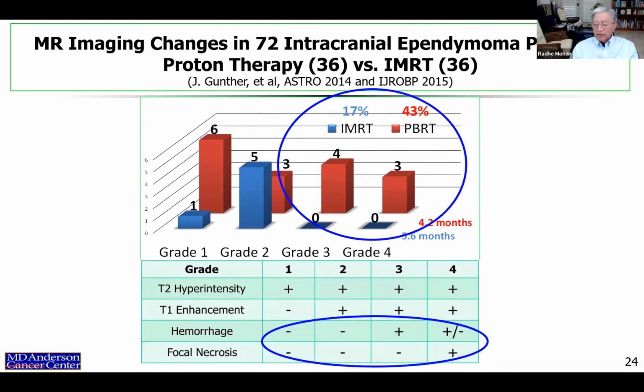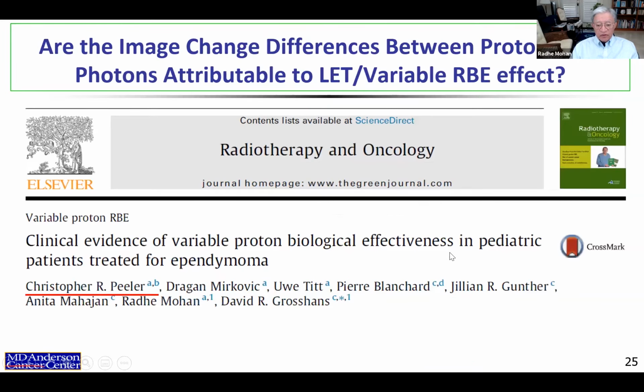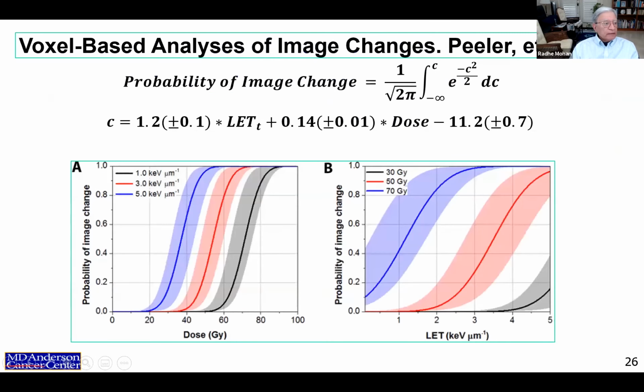And one thought was that maybe it was the higher biological effectiveness in the distal regions of the tumors. In fact, my former student and our colleague, Chris Peeler, did the analysis to try to answer the question: are the image change differences between protons and photons attributable to LET or variable RBE effect? So this is what he found.